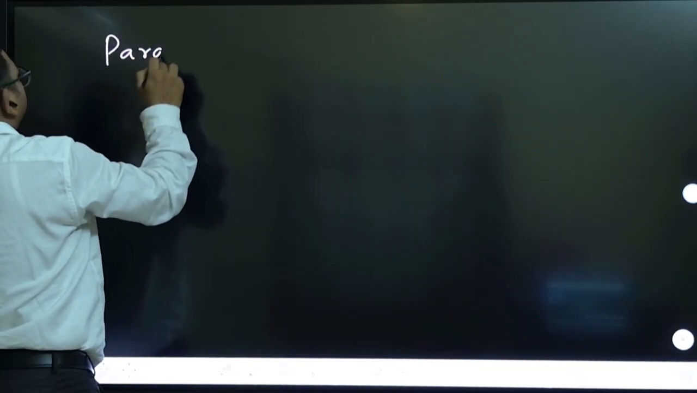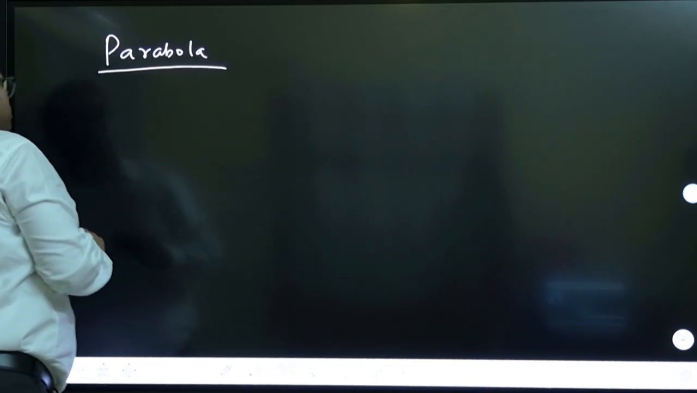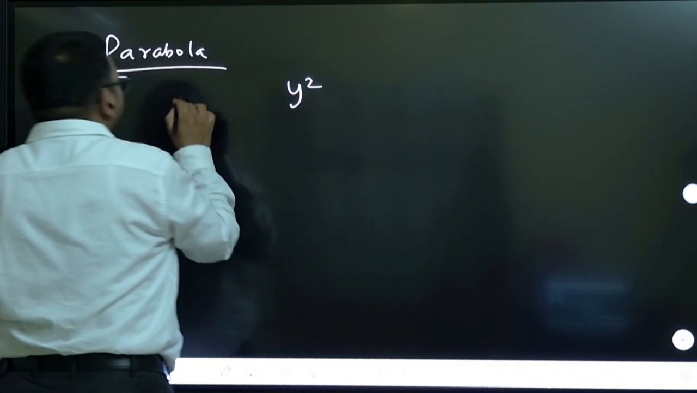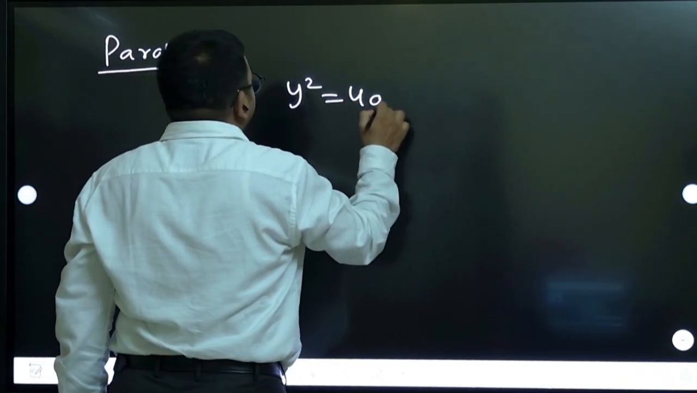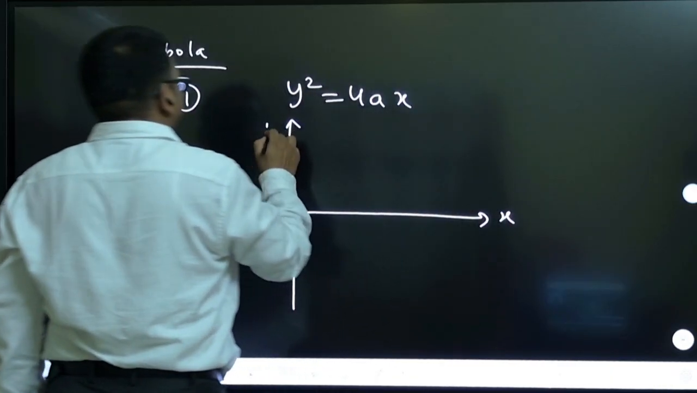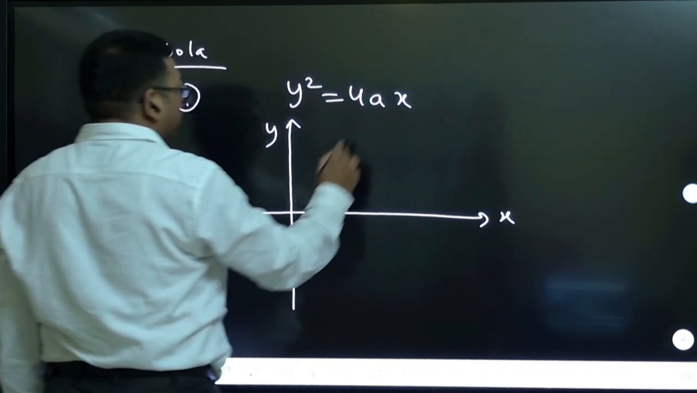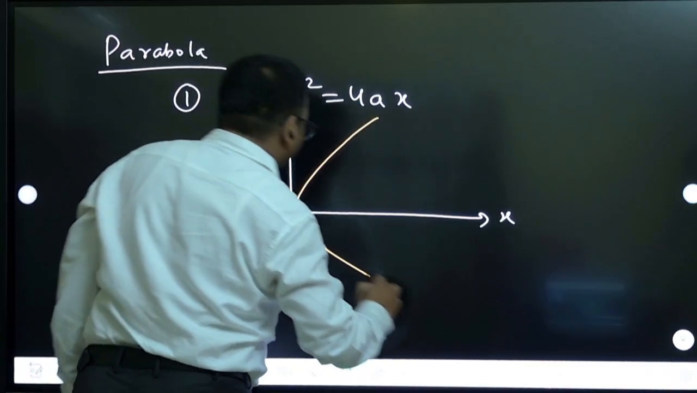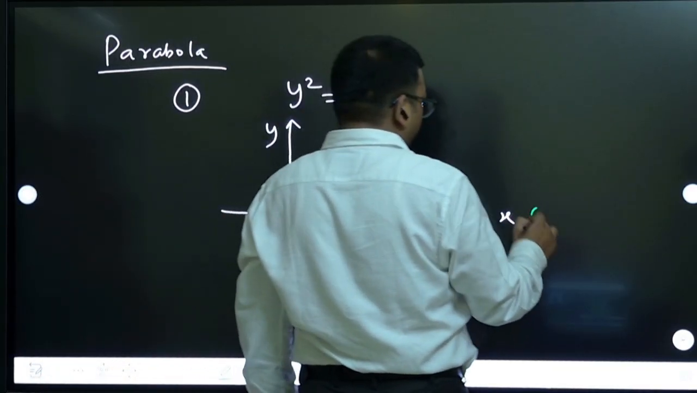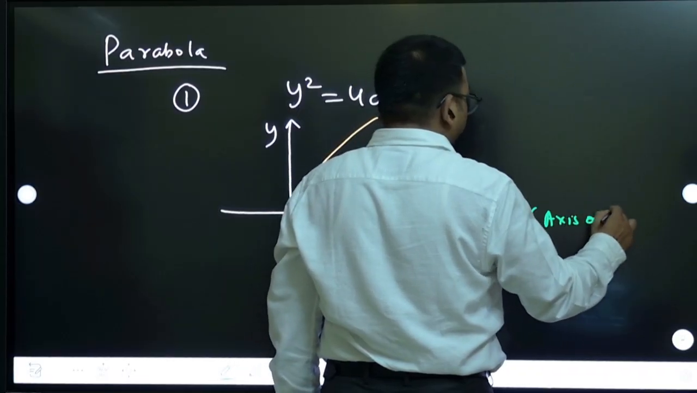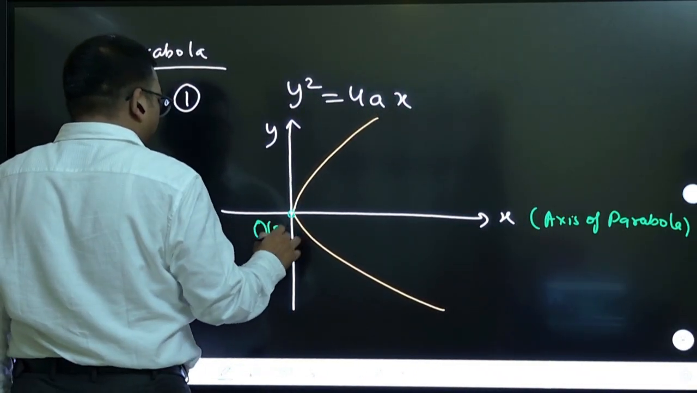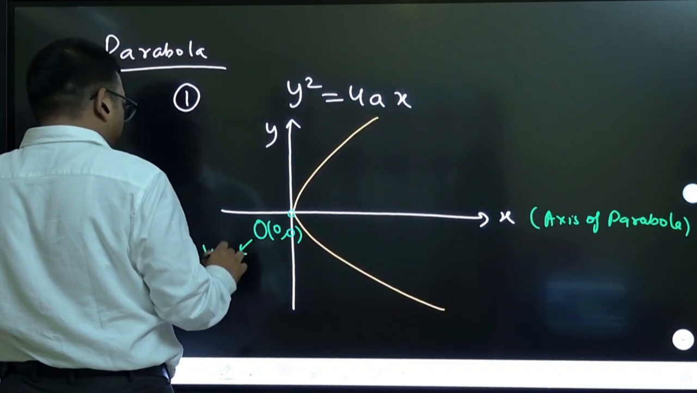Parabola. Let us start parabola. Parabola equations is in this form. Let us write first form y square is equal to 4ax form. So this kind of parabola represents like this type of graph, like this. And this x-axis is the axis of parabola. Origin 0 comma 0 is the vertex of parabola.